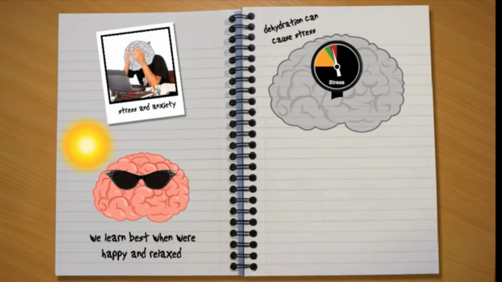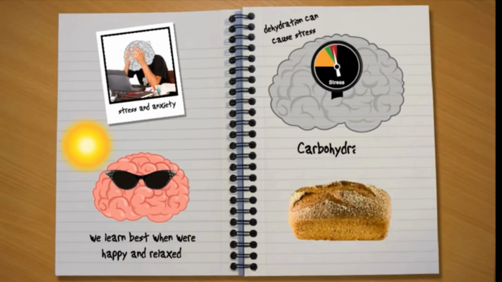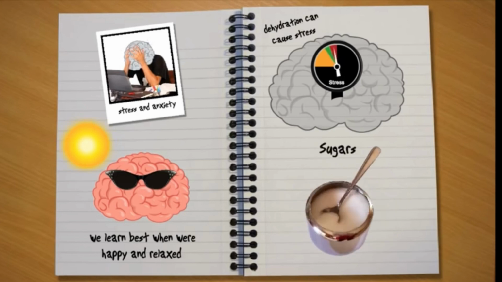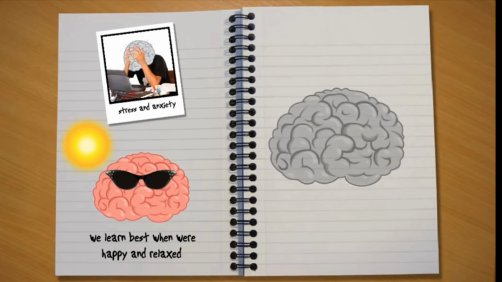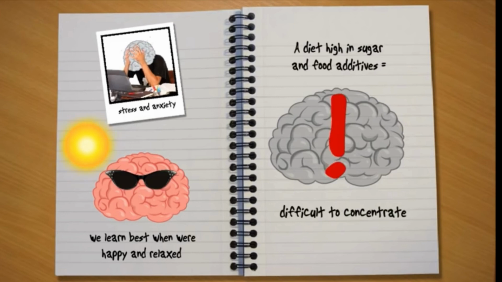The brain also needs the right balance of proteins, fats, vegetables, carbohydrates, and sugars to work efficiently. So, maintaining a balanced and healthy diet is important for effective learning. If you have a diet that is too high in sugar and food additives, you will probably find it difficult to concentrate well, and it might even affect the way you behave.